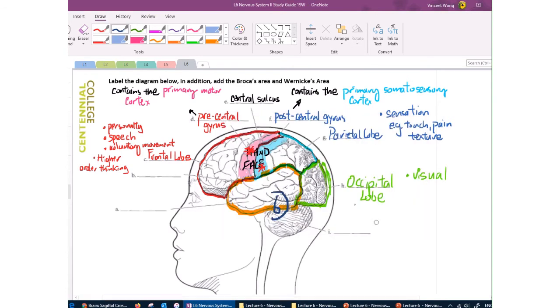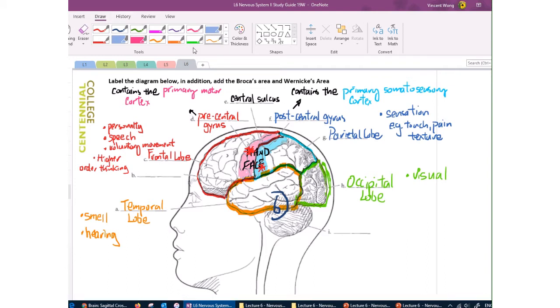Okay, so temporal lobe. Temporal lobe is responsible for things like smell and hearing. Okay, smell and hearing. Right. There is actually a fifth lobe kind of behind the frontal lobe and the temporal lobe called the insula, and that's where taste goes. We'll learn more about it in lecture 7.